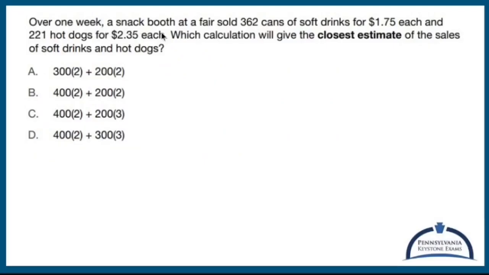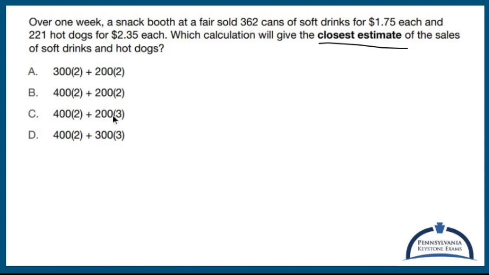Over 1 week, a snack booth at a fair sold 362 cans of soft drinks for $1.75 each and 221 hot dogs for $2.35 each. Which calculation will give the closest estimate of the sales of soft drinks and hot dogs?